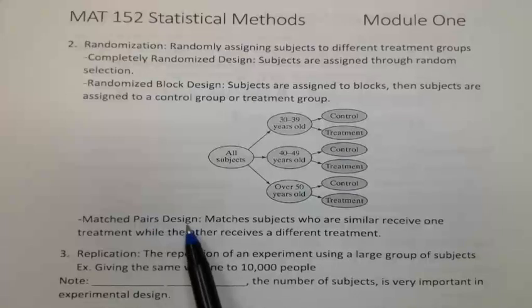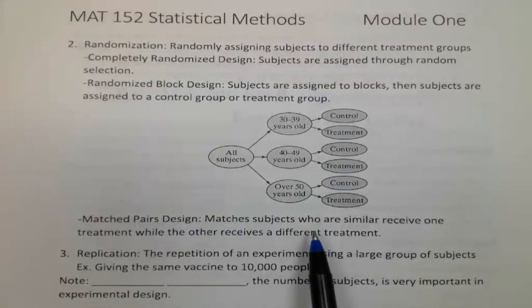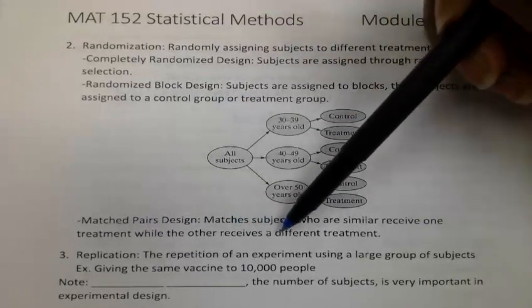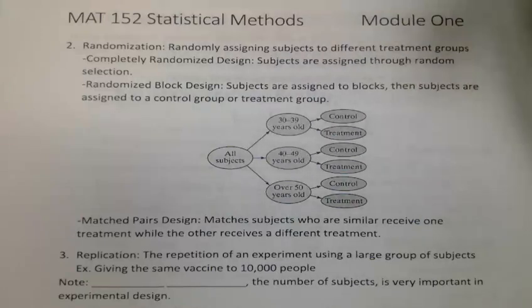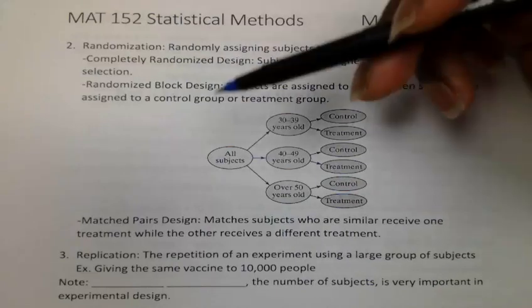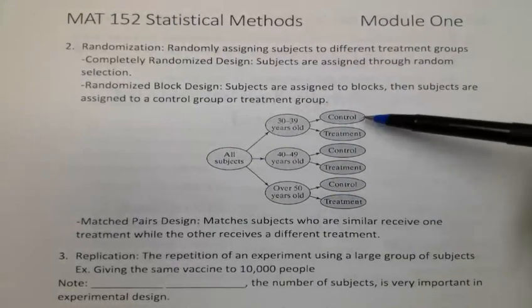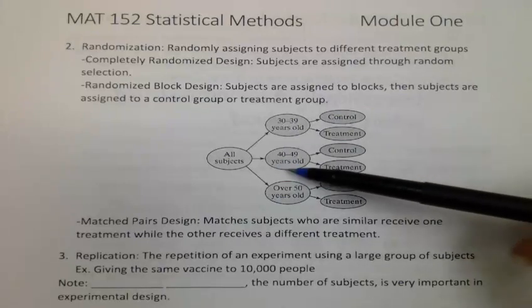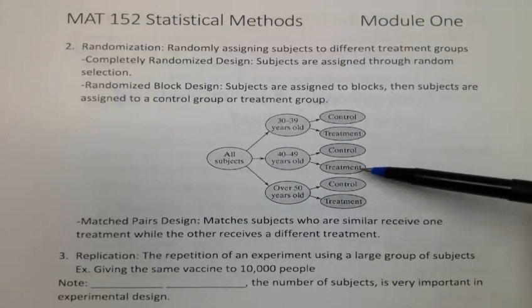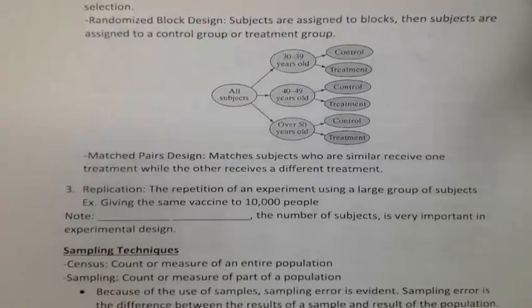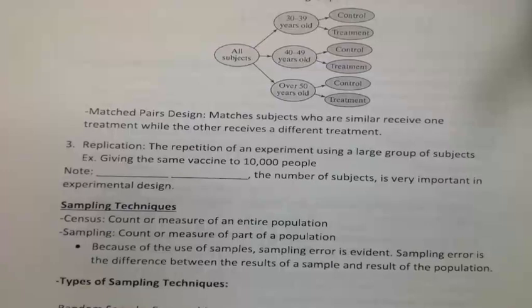All right, matched pairs design. This matches subjects who are similar. Matched subjects who are similar receive one treatment while the other receives a different treatment. So this matches subjects with a similar characteristic, with one with the treatment, one with not a treatment. So kind of like this. So this is a similar characteristic, and match means we're going to match them up. Similar characteristic, we're going to match them up. All right, just make sure we have one of each. So again, randomization is not really random because if you do it too random, you won't get the results that you need.